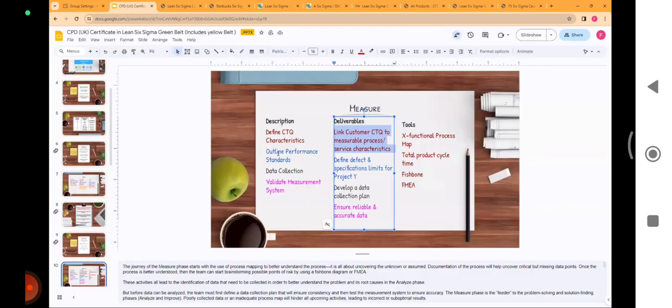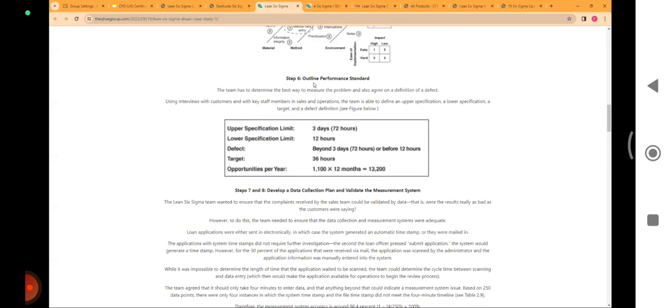So the second step now is to outline the performance standard. That means you have to define in that process what is a defect and what are the specification limits. So that is this stage here. The team has to determine the best way to measure the problem and also agree on the definition of a defect. That is what you call a performance standard. So using interviews with customers and key staff in sales and operations, the team is able to define the upper specification, the lower specification, the target and the definition. This is the best way to measure the problem.